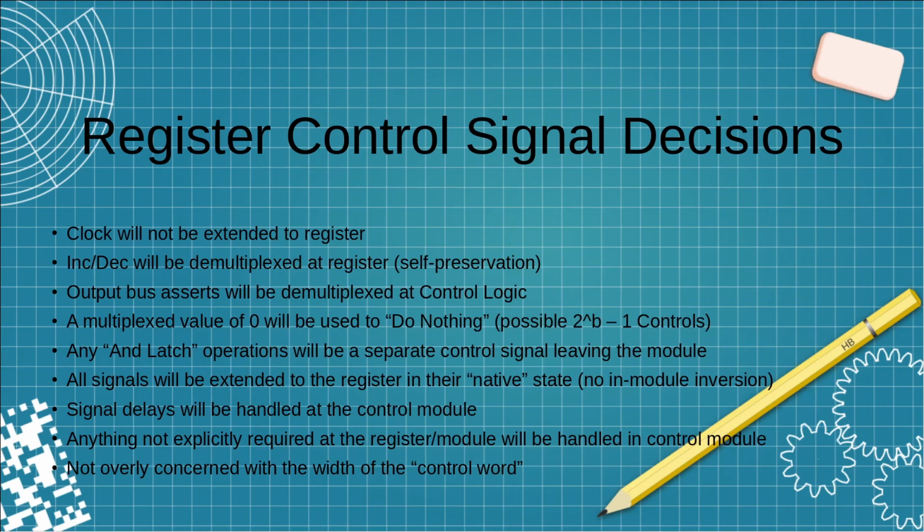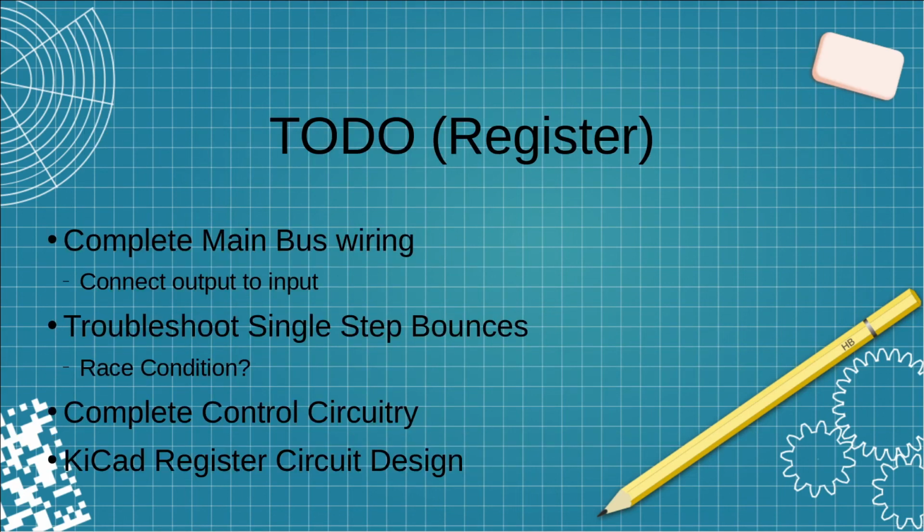For the register, I need to complete the main bus wiring, and that includes connecting the output onto the main bus up to the inputs in front of the counters. I need to still troubleshoot the single step bounces that we saw and I glossed over quickly in the last video. And I'll put something up in the upper right hand corner so that you can see that.